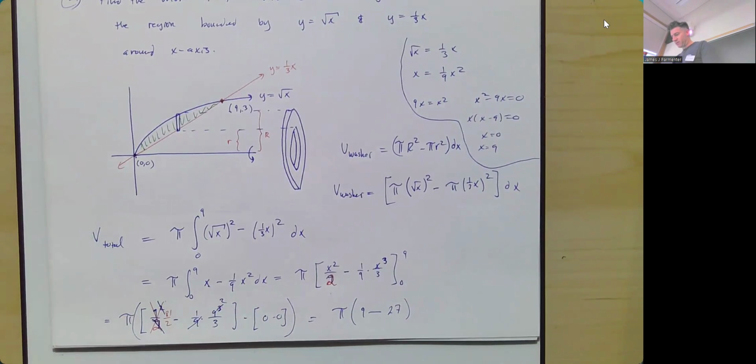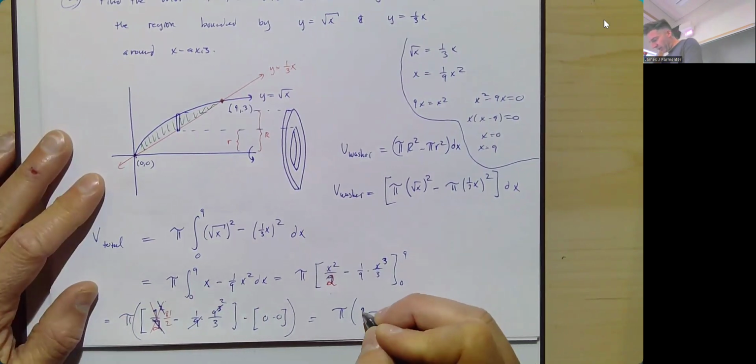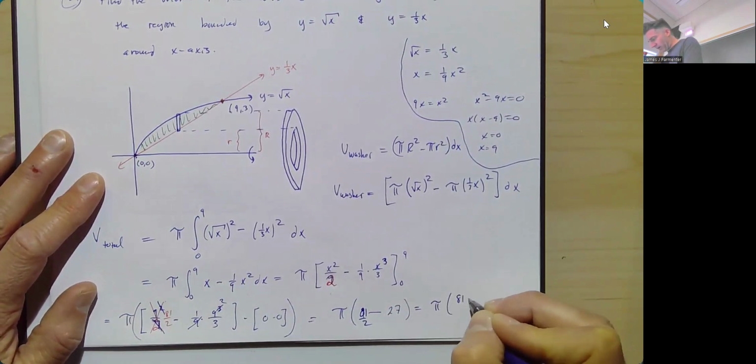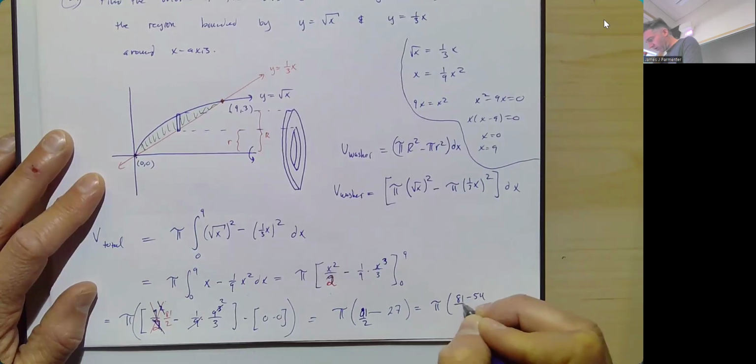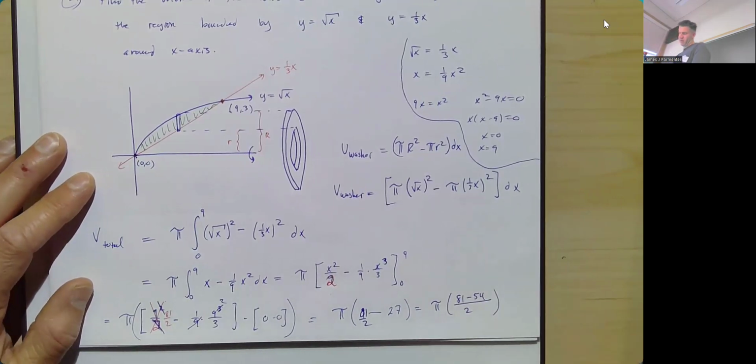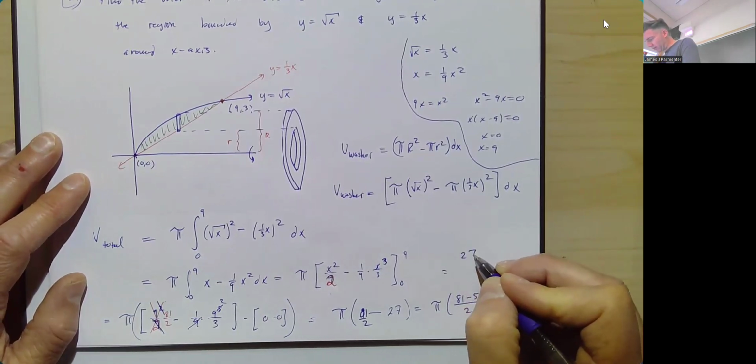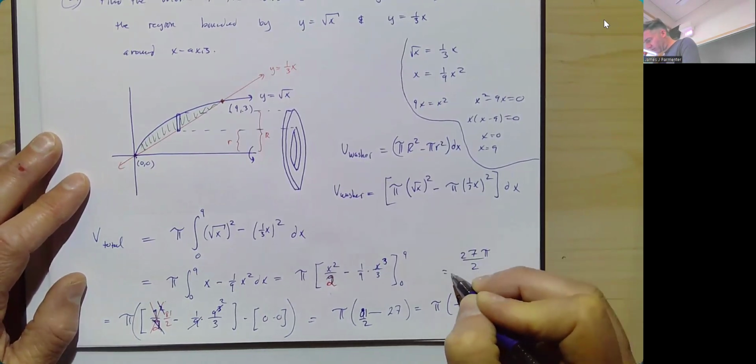So then you have not 9, but 81 over 2 minus 27. And that's going to be pi times 81 minus 54 all over 2. And 81 minus 54, I think, is 27. So you end up with 27 pi over 2.